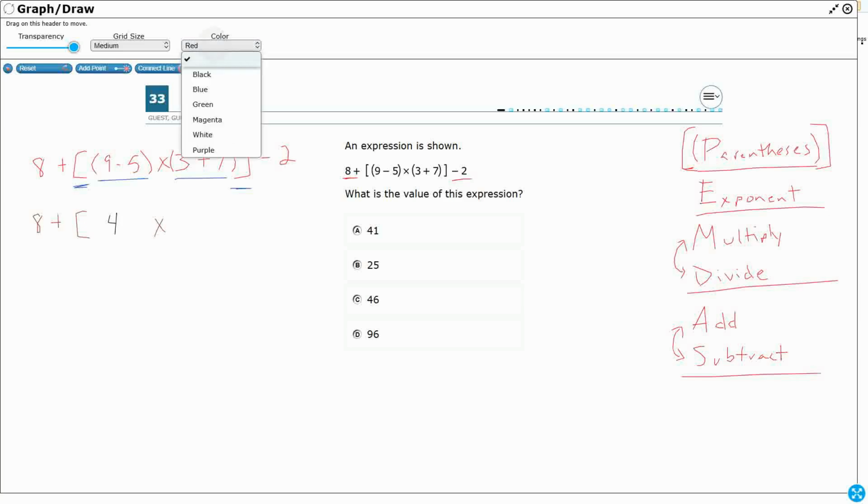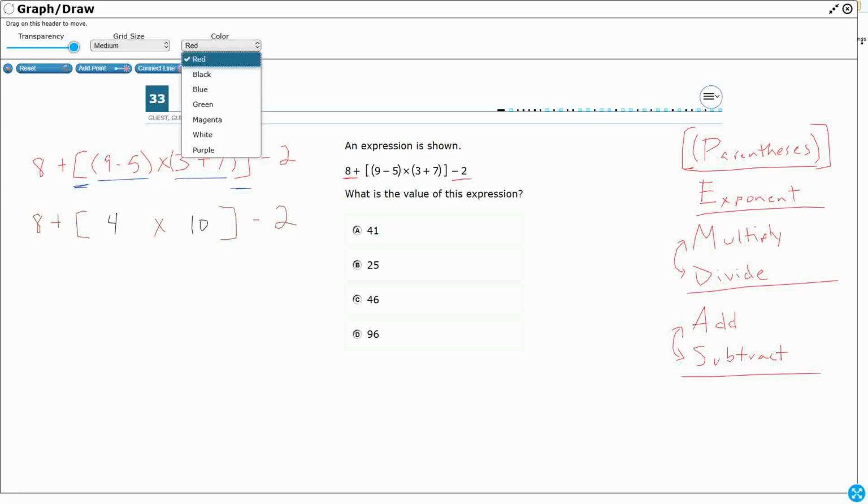What is 7 plus 3? Well, that is 10. Now, I just did both of those at the same time. If you wanted to do one at a time, if you wanted to just get the 4 first, 9 minus 5, rewrite everything. But since they're two separate parentheses, you can do both at the same time, and you're not going to change anything. So the parentheses are gone.